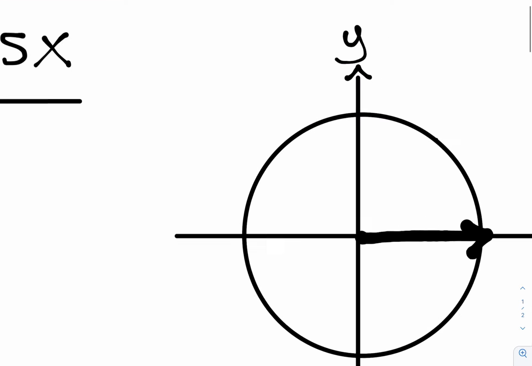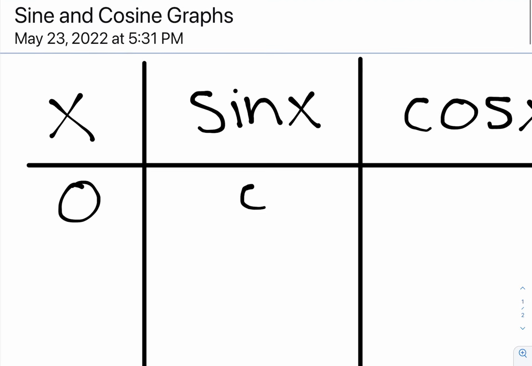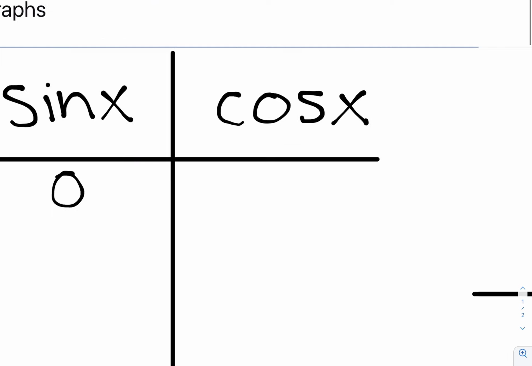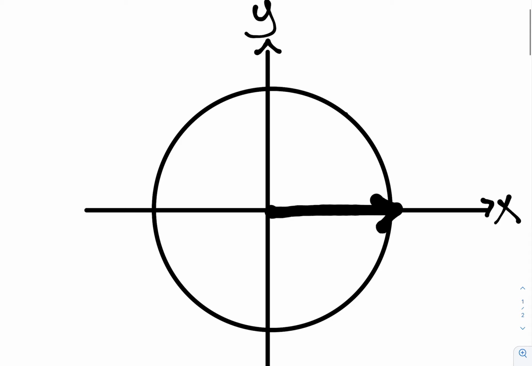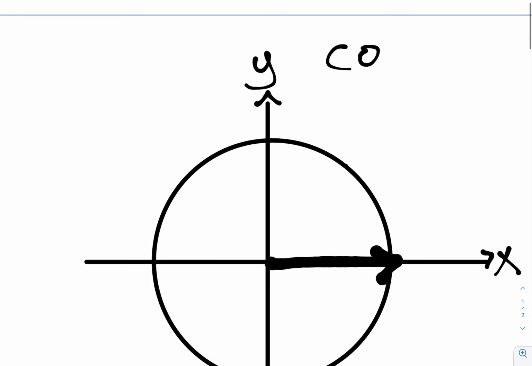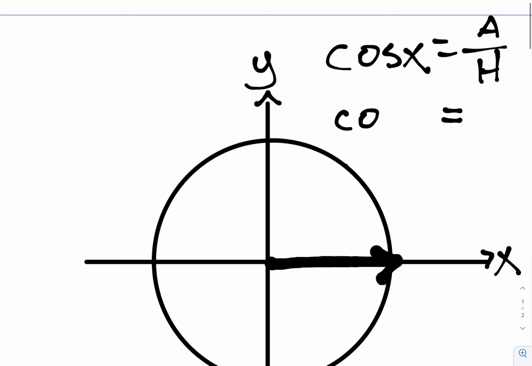Okay, the sine of 0 is 0, so we're going to put 0 in our table here. So the sine of 0 is 0. Now how about the cosine? Well, cosine of x is the adjacent over the hypotenuse, right? So the cosine of 0, whoops, not theta, cosine of 0 is going to be the adjacent.